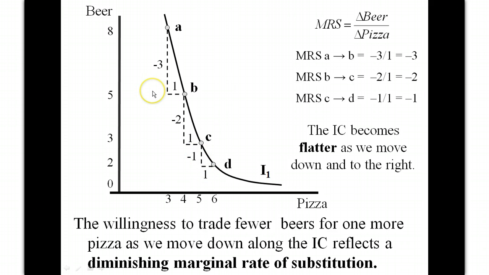So indifference curves become flatter as you move down to the right, simply reflecting the fact that if you give a person more and more of one good, they're willing to give up that good and get some of the other good to balance out their consumption. So the willingness to trade fewer beers for more pizza, or the willingness to trade in the other direction, as we move down along the indifference curve, reflects a diminishing marginal rate of substitution. If you give somebody more and more of a good, it's worth less to them.